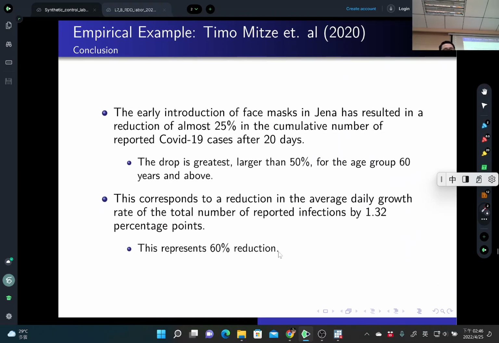Okay. So finally, they conclude that basically the introduction of compulsory mask wearing in Jaina resulted in around a 25% reduction in the cumulative number of COVID-19 cases. Especially for the age group above 60 years old, the reduction is even larger, more than 50%. So basically, this gives you very strong evidence that wearing masks can really reduce the spread of COVID, okay? And they did not use very high quality data, they just used open data combined with the CDC method, and they can answer these very controversial questions. Okay, so any questions?